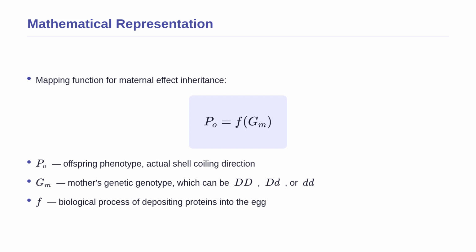The function F represents the biological process of the mother depositing proteins into the egg's cytoplasm. If the mother's genotype contains a dominant allele, the offspring will be dextral, even if the offspring itself is entirely recessive. If the mother is recessive, the offspring is sinistral.